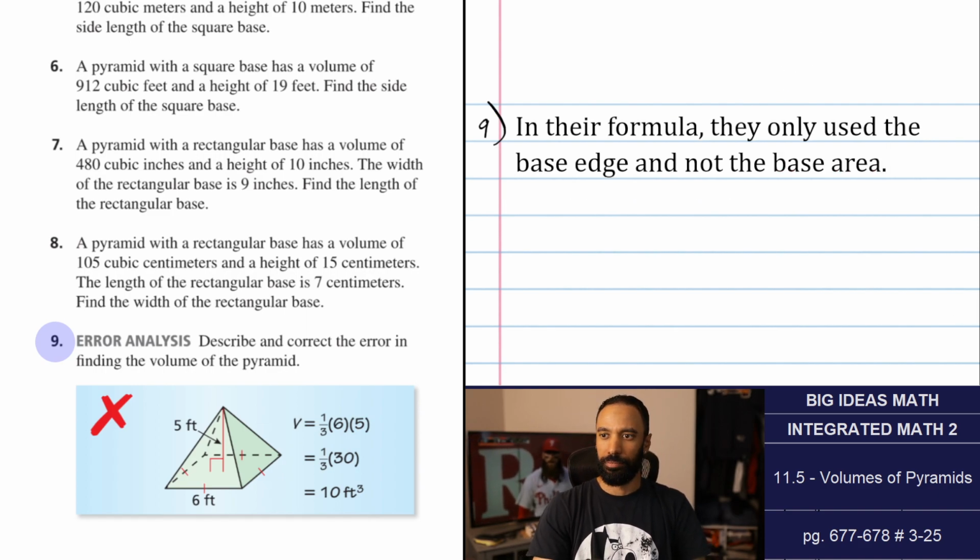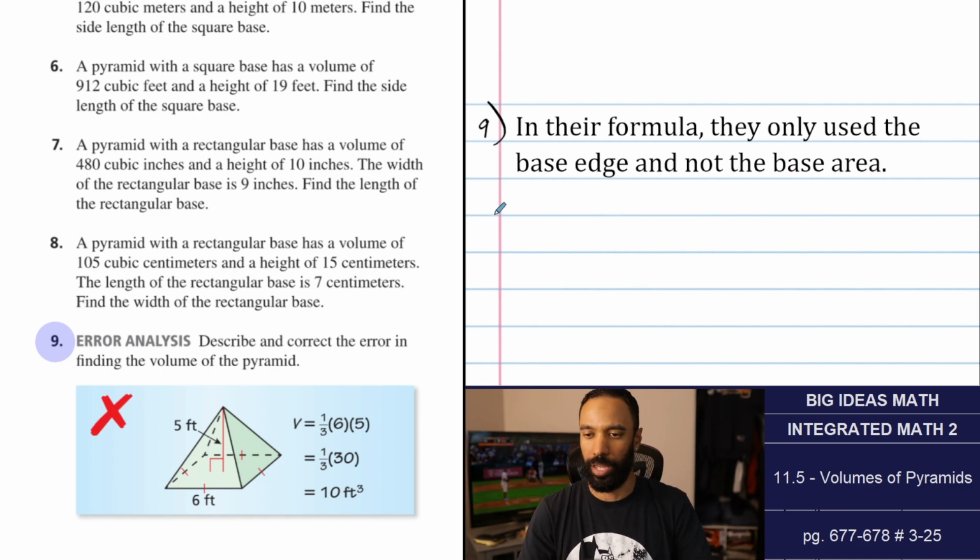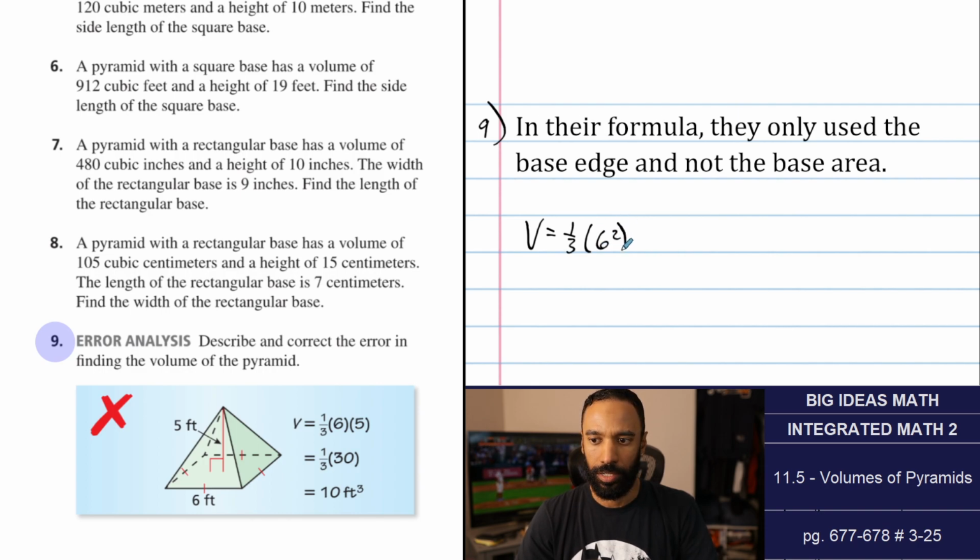So we got to correct it. That's big typing. So we got to correct it here. Volume is going to be 1/3 area of base. I'll just put it straight in here. This is a square, right? So 6 squared times, let me put it this way, 1/3 of 6 squared times height.